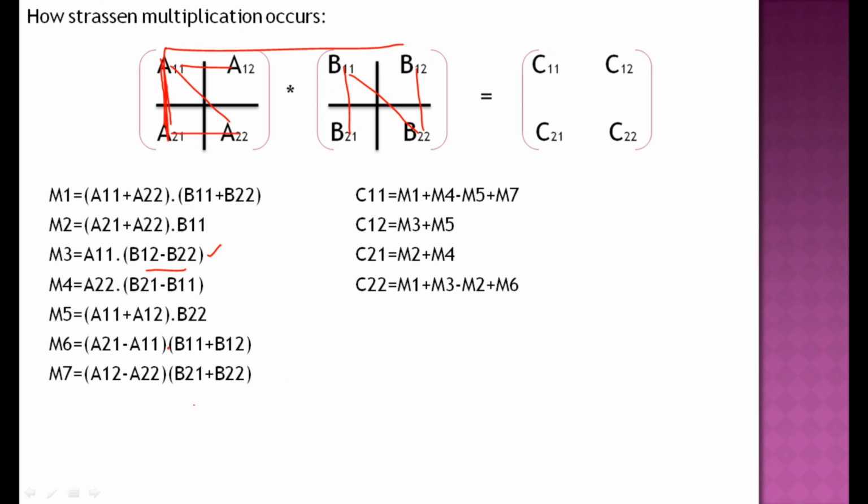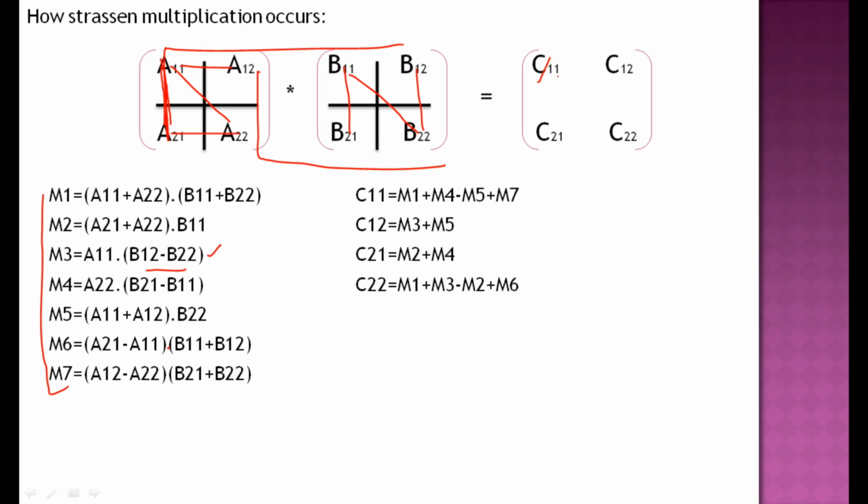Next, m7: (a12 minus a22) into (b21 plus b22). Here also L shape, here inverted L shape, this is L shape. Next, coming to the C11 values, that means output values. Before performing output, we have to perform the multiplications. So this shows the multiplications in order. While in divide and conquer we performed 8 multiplications, here we are performing only 7 multiplications. So now we are performing addition and subtraction operations for getting the output.